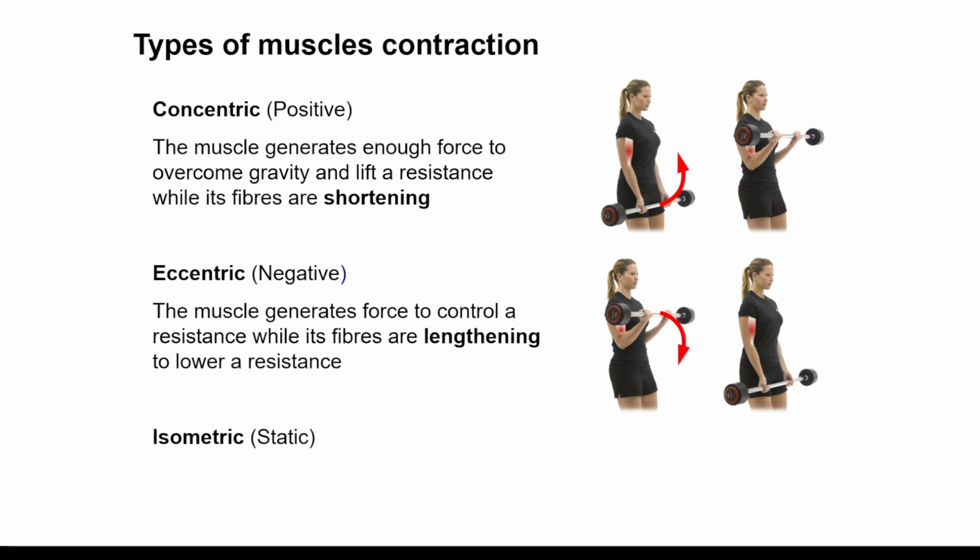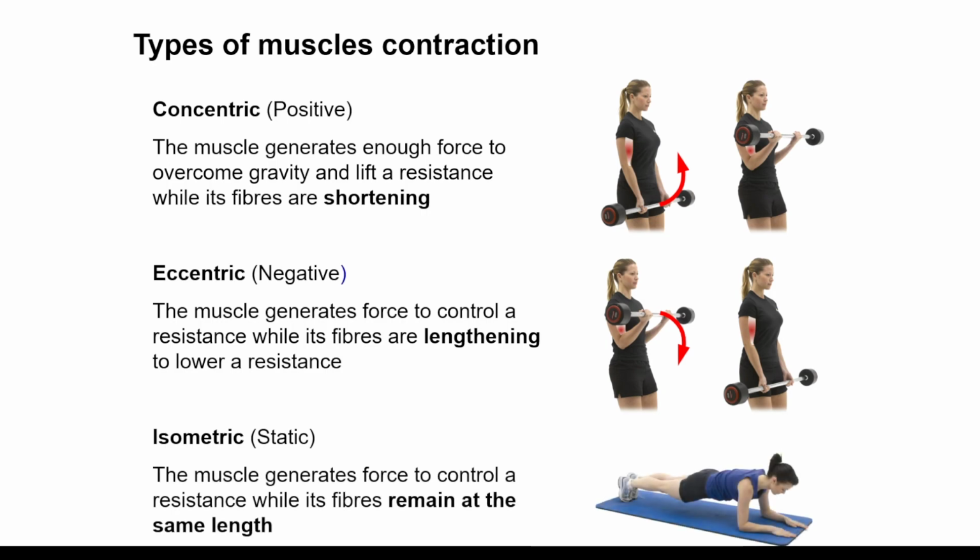Then you've got isometric, which is static. So this is when a muscle contracts, but no movement is actually occurring. So it's not lengthening, it's not shortening. Example of this would be a plank. You're holding a stationary position, yet your abs are working to keep you upright, but you're not lengthening them and you're not shortening them.